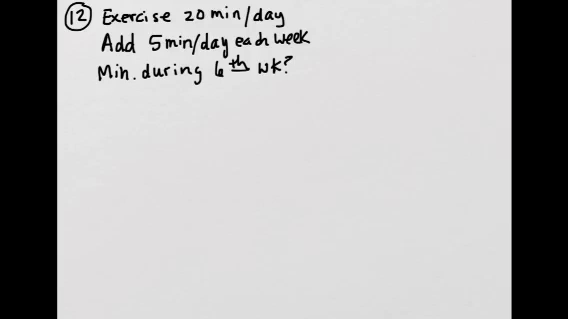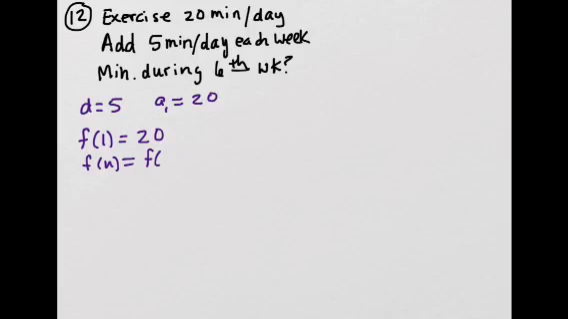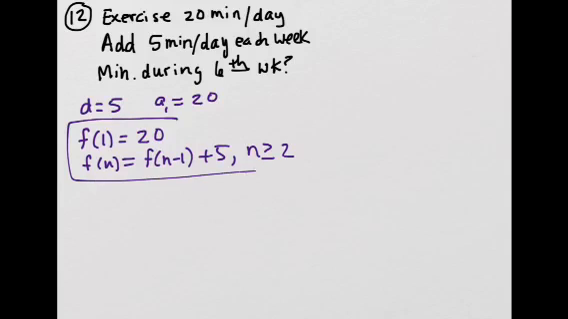So, first off, we know that the difference is 5 because we're going to be adding 5 minutes every week. And the initial number, the a sub 1, is 20 because that's where they start. So if we write a recursive formula, we're going to say f of 1 is 20 and f of n is the previous term plus 5 for n greater than or equal to 2. So this is the recursive.